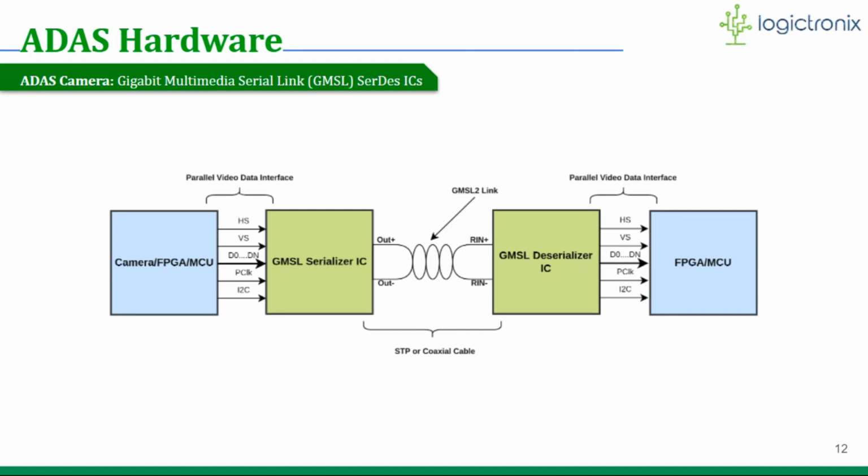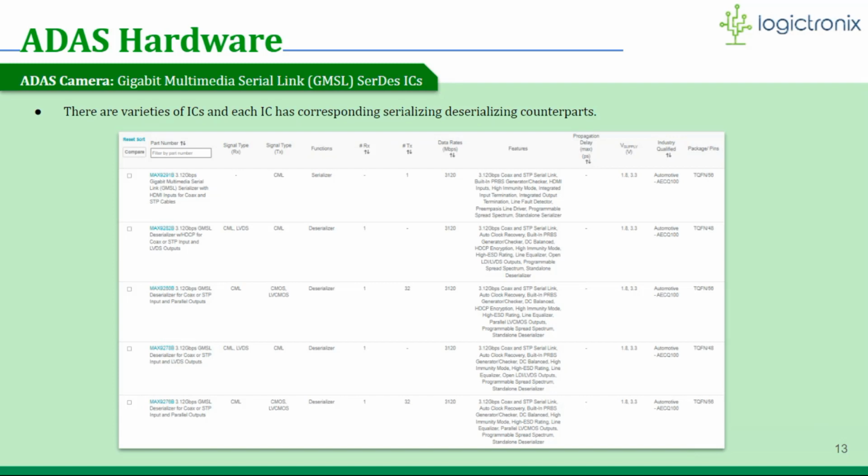This picture is an illustration of the GMSL technology. At the transmitting side, such as a camera, the parallel video data are serialized by GMSL serializer ICs, while at the receiving side, the serial link is converted back into parallel video by a deserializing IC. There are varieties of such ICs, and each IC has a corresponding serializing and deserializing counterpart. This picture has been taken from the Maxim Integrated product selection page, where you can find various GMSL ICs with different Rx and Tx capabilities.